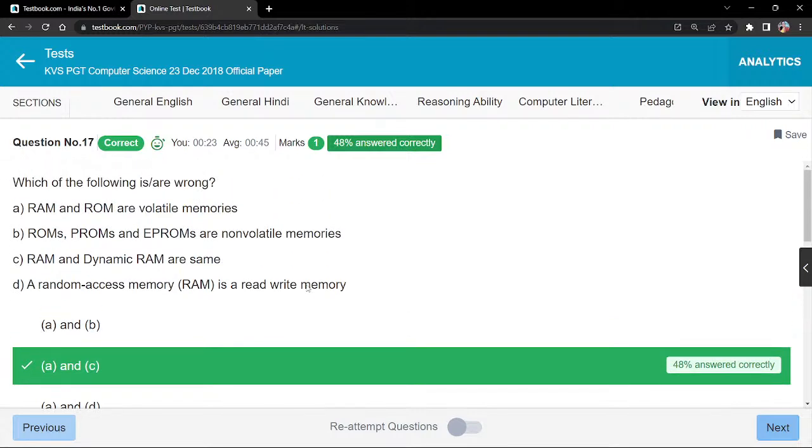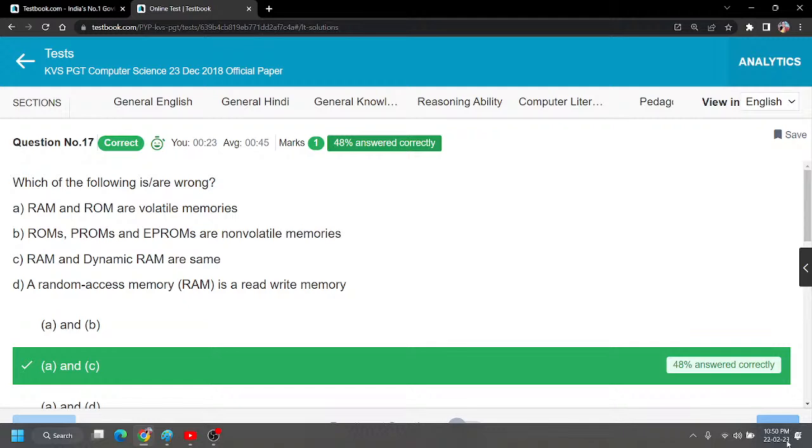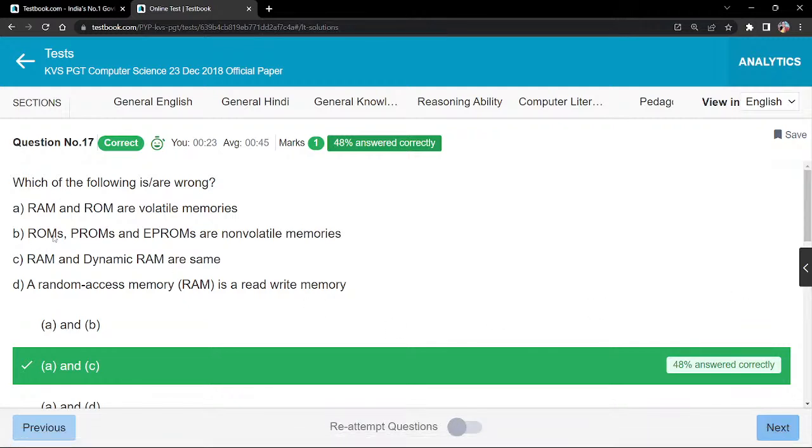Next, which is ROM? RAM and ROM are volatile memory; PROM and EPROM are non-volatile memory. So option A, RAM and ROM are volatile, is wrong. And option C, RAM is dynamic memory. Which is correct? ROM is non-volatile and random access rewritable.